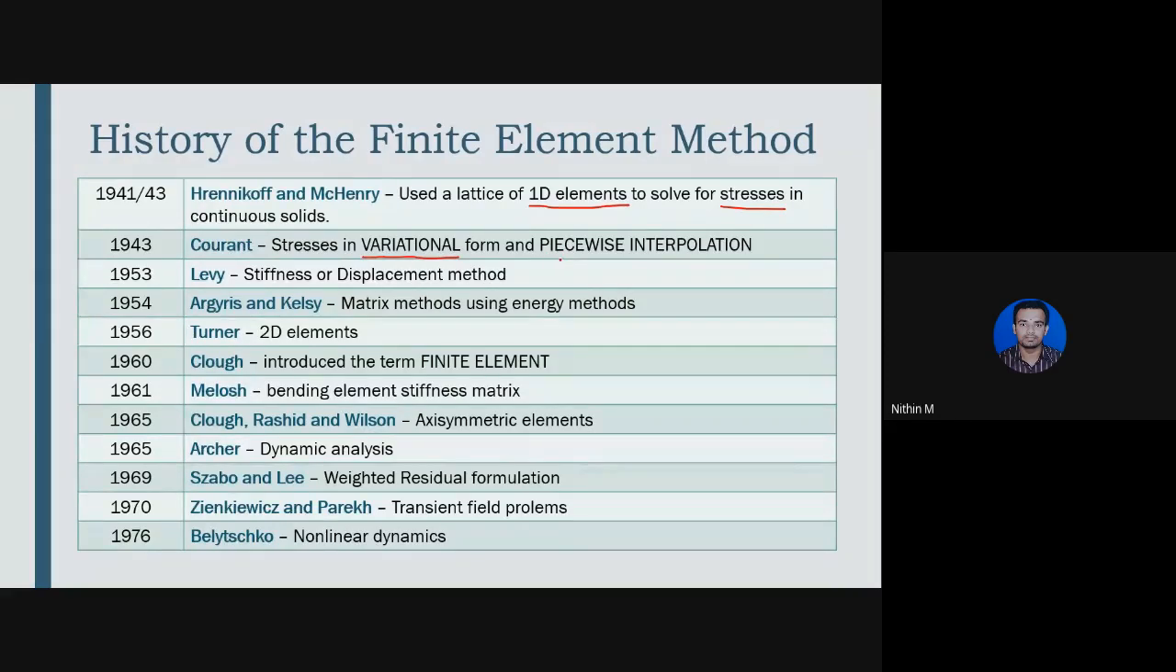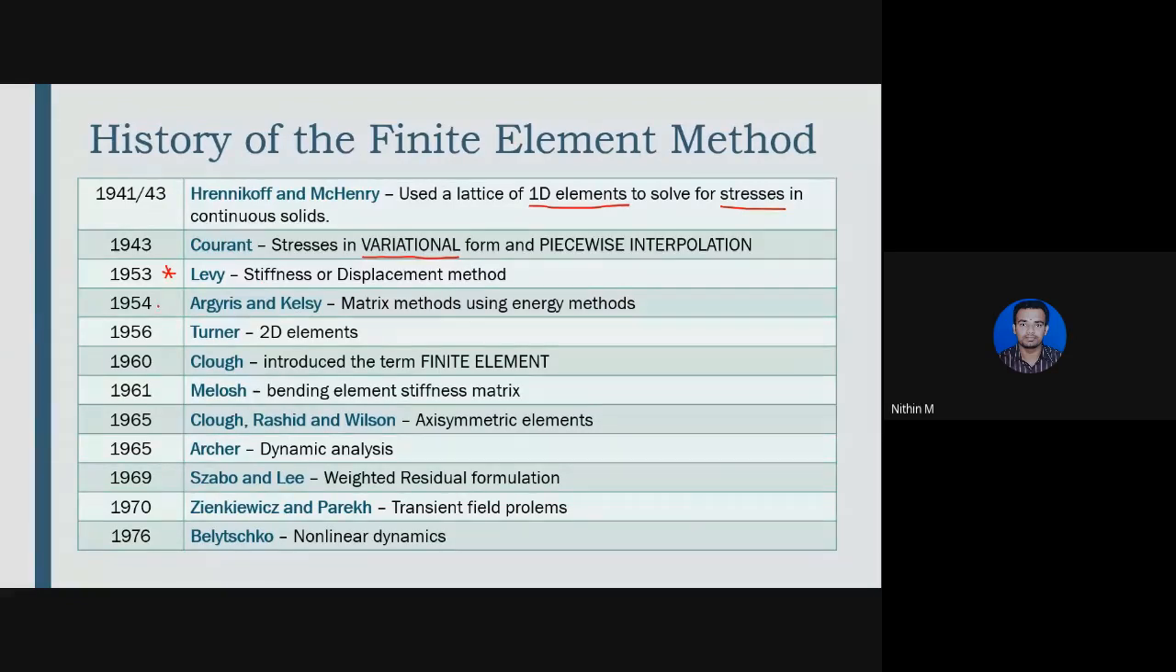Again, we will be discussing this in detail. Then in the year 1953, Levy developed something called the stiffness or displacement method. The problems that we will be solving in modern day finite element analysis are totally dependent on this method. So this is the method that we will be following. Levy developed the stiffness or displacement method of finite element formulation.